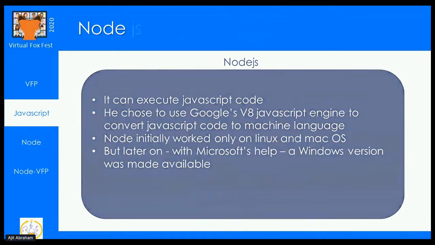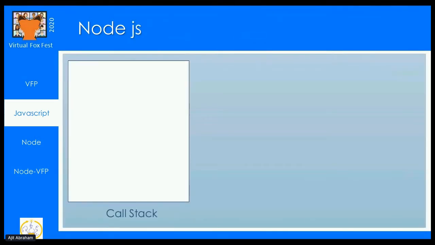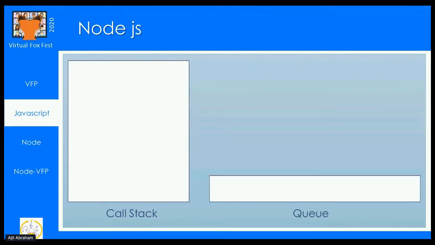The way Node.js works is quite intricate and beautiful. I am trying to show an oversimplified version of it. Please don't crucify me. There is a call stack which has the current code. There is some kind of queue. Instead of web APIs, we have the Node APIs, and this is our event loop.